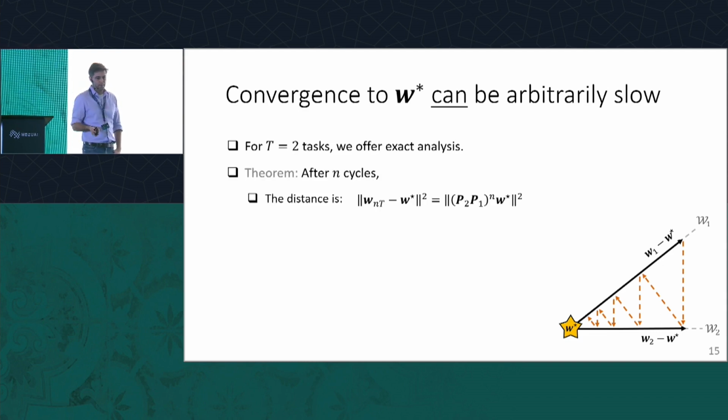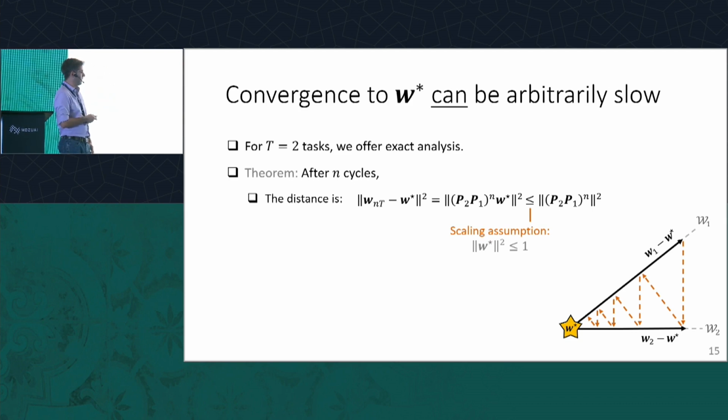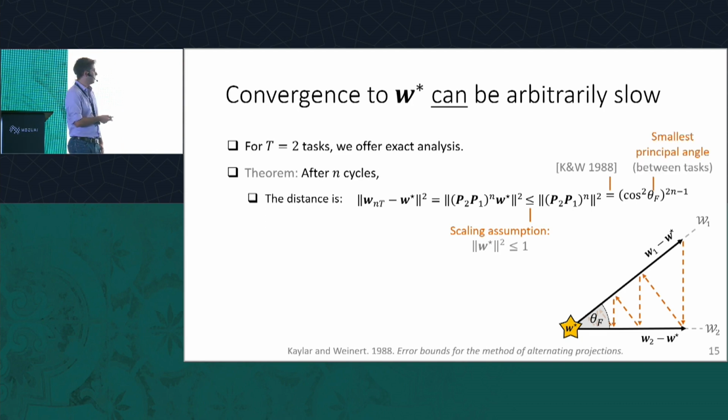So you can show mathematically that after n cycles of this alternating projection, you can find the rate of convergence. Here we assume, without loss of generality, that the teacher has some scale. So using this scale, we can write this as the norm of the projection matrices. And then we can bound this using a standard result from alternating projection, and we get that this is a function of the angle between the subspaces. Here in this 2D example, it's very easy to visualize this angle. But more generally, it's the smallest principal angle between the tasks.